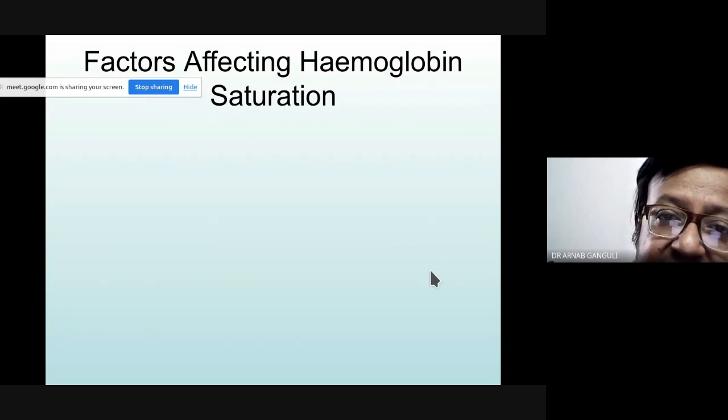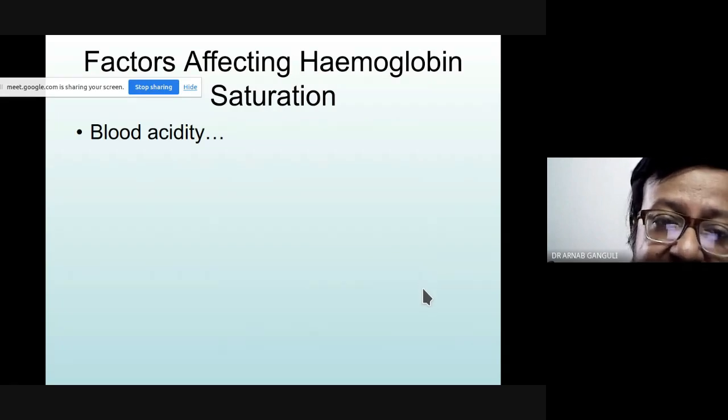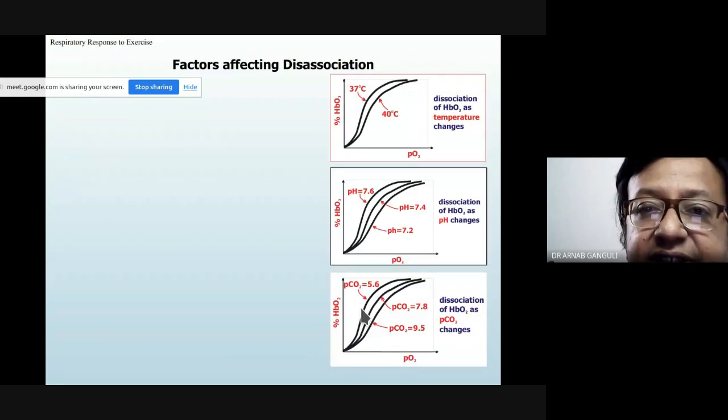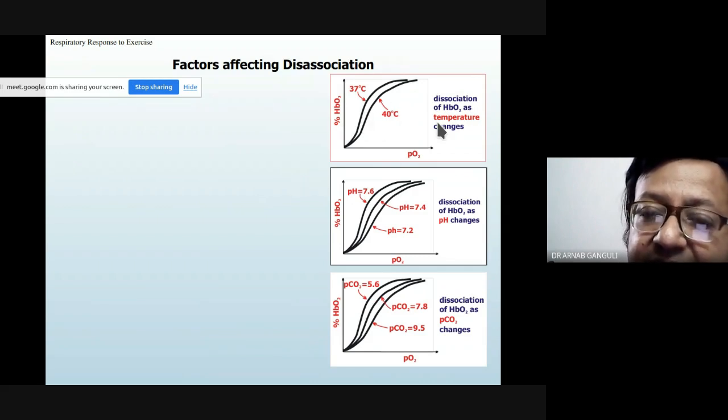So factors affecting hemoglobin saturation: blood acidity, blood temperature, carbon dioxide concentration. So factors affecting dissociation, we have seen percentage saturation reduces at 40 degrees. Here, if pH also increased, it came over here.